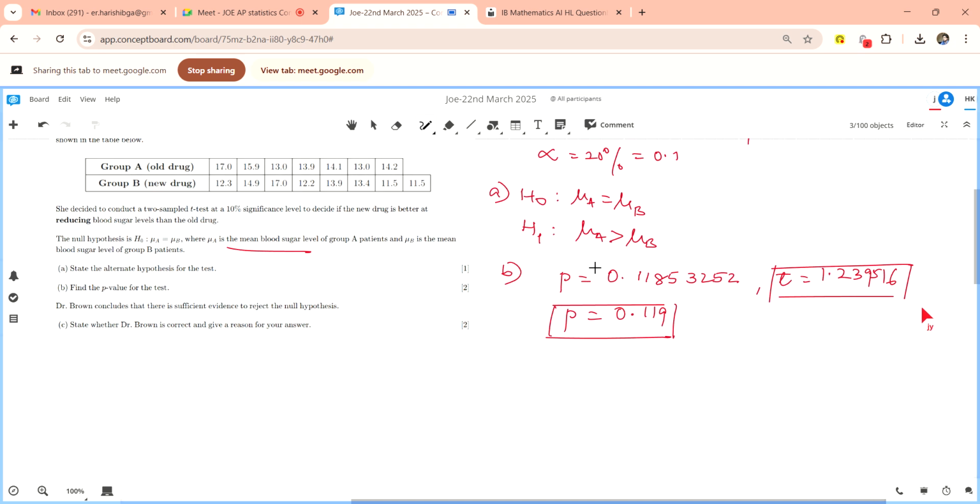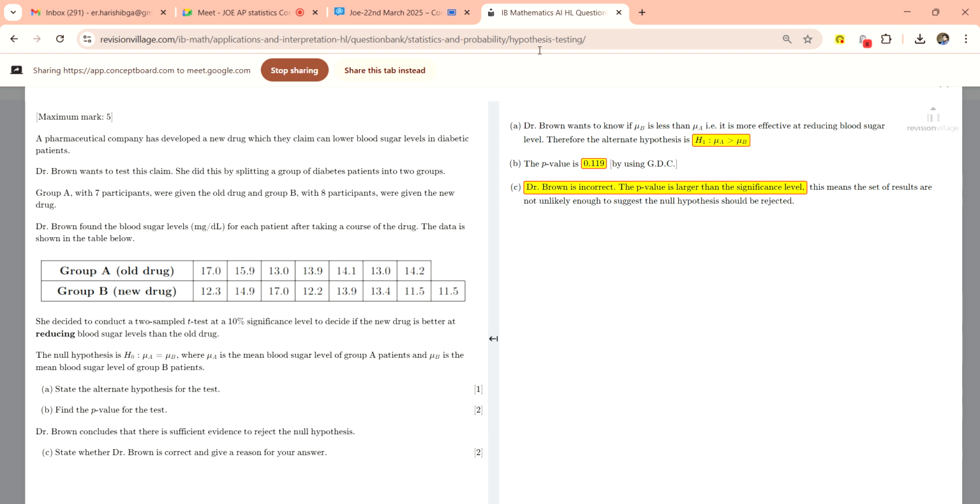Now we need to compare this p value with the significance level, which is 0.1. Which one is greater? Since p is greater than alpha, the reason being 0.119 is greater than 0.1, right? So what conclusion are we going to make if my p value is greater than the alpha value? State whether Dr. Brown is correct and give the reason for your answer.